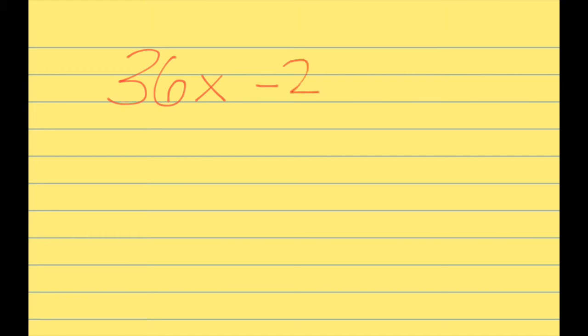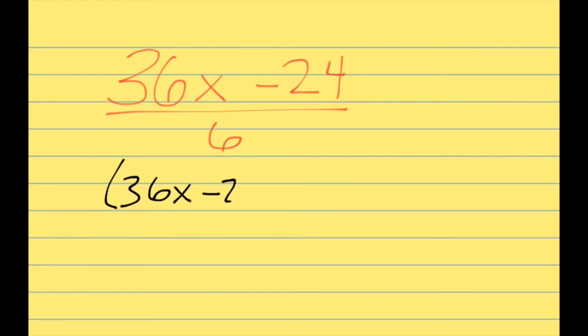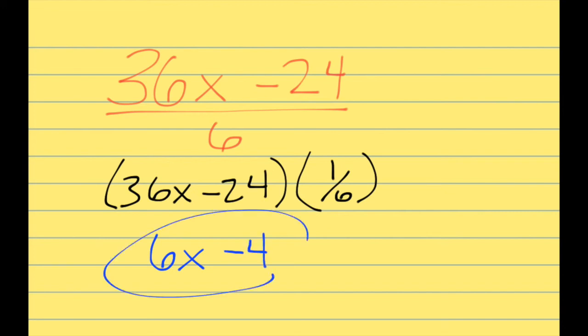Now we can use this with algebraic expressions as well. 36x minus 24 divided by 6. Another way to look at this would be 36x minus 24 times 1/6. And we know from lesson 2.5 that we can use our distributive property. And so we do 1/6 times 36x, which gives us 6x. And then we do 1/6 times negative 24, which gives us negative 4. But I want you to notice that what we did essentially was divide that 36 by 6 and divide the negative 24 by 6. And that's where we got our answer.